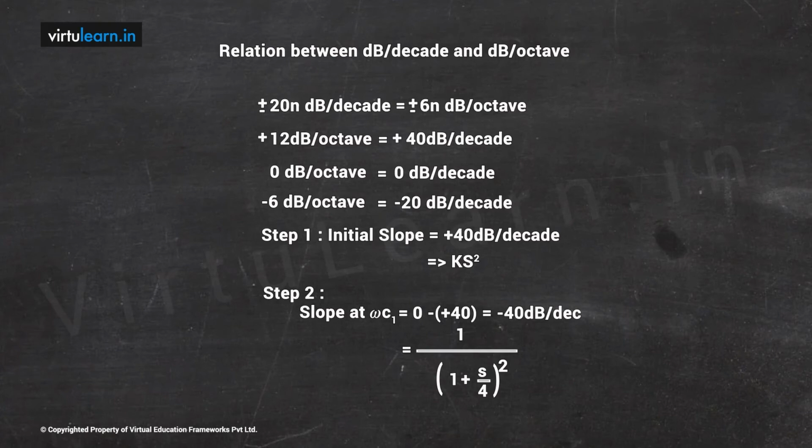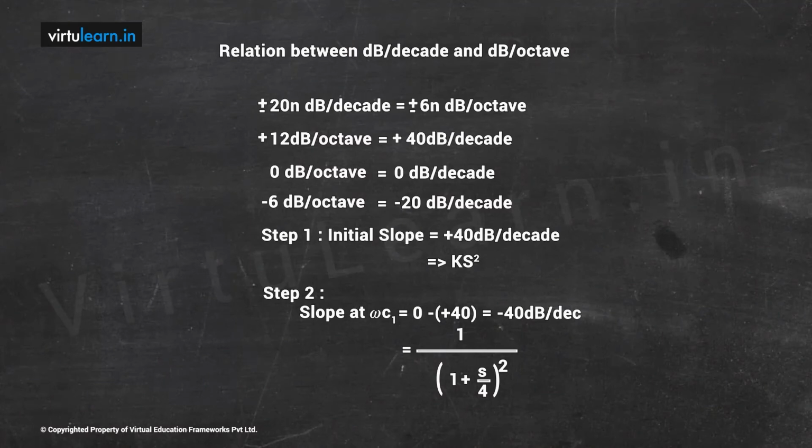Now look at the initial slope. The initial slope in terms of dB per decade is plus 40, which means the corresponding term is going to be k by s square. That is the first term. Then in step 2, we can look at all the corner frequencies. Omega c1 is 4. What is the slope change at that omega c1? It is going to be 0 minus 40, that is minus 40 dB per decade. Whenever you have minus 40, it is 1 divided by (1 plus s by omega c1) whole square. Omega c1 is 4, therefore I can write 1 divided by (1 plus s by 4) whole square for the corner frequency omega c1.